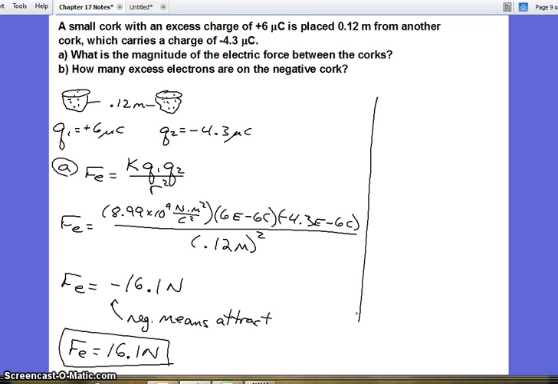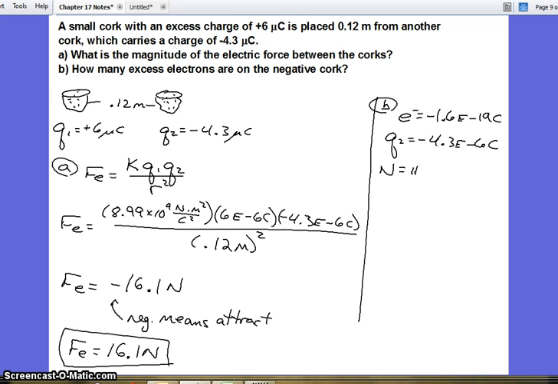Letter B asks, how many excess electrons are on the negative cork? So one electron has a charge of negative 1.6 times 10 to the negative 19 coulombs. But we have a total charge of negative 4.3 times 10 to the negative 6 coulombs. So the question is, how many of these electrons will it take added together to equal negative 4.3 times 10 to the negative 6?